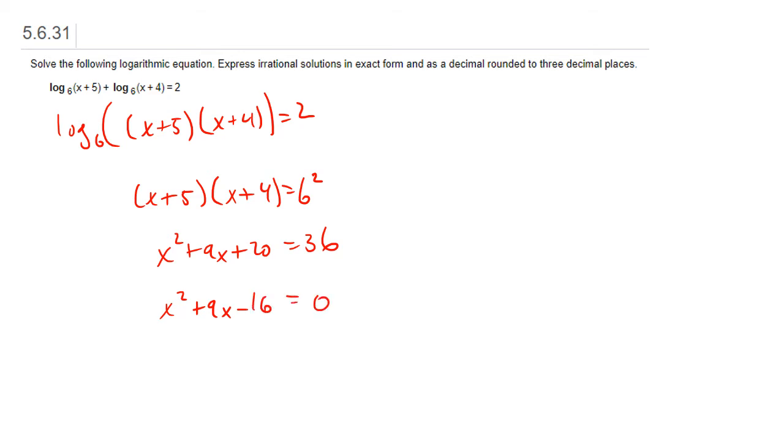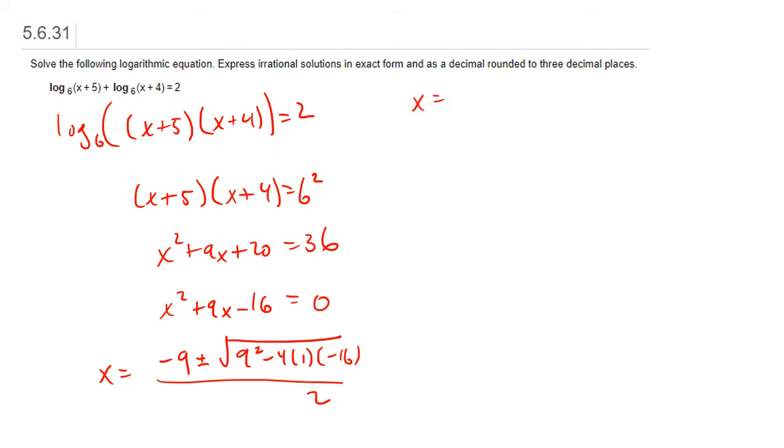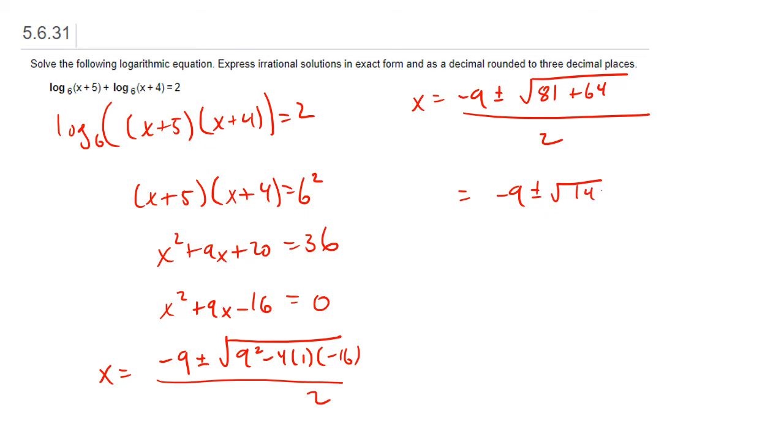Now, unfortunately, this does not factor with integers, but we can use the quadratic formula. So x is equal to negative 9 plus or minus the square root of 9 squared minus 4 times 1 times negative 16, all over 2. So negative 9 plus or minus the square root of 81 plus 64, all over 2, negative 9 plus or minus root 145 over 2.